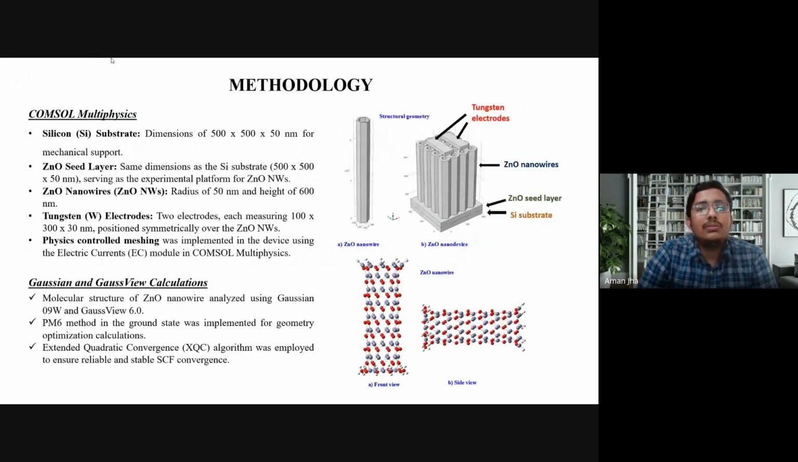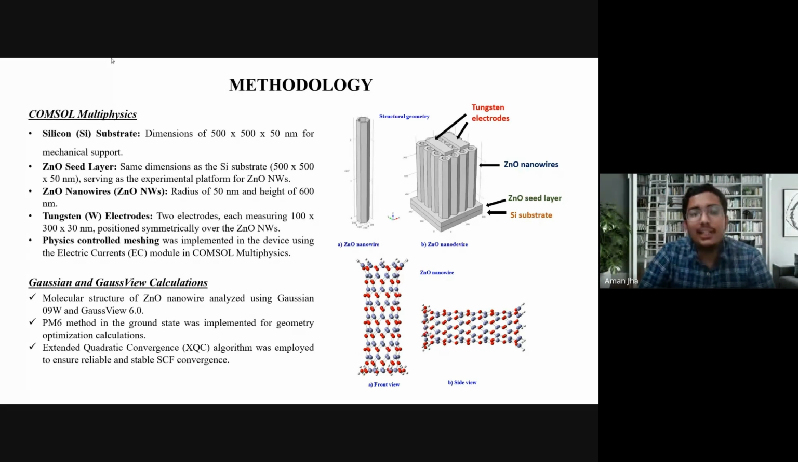Moving on to methodology, how have we achieved it? In COMSOL Multiphysics, we have used a silicon substrate for mechanical support, over which there is a zinc oxide-based seed layer, which will serve as an experimental platform. Then we have hexagonal cylindrical zinc oxide nanowires, and then we have two symmetrical tungsten electrodes over it. Physics-controlled meshing was used via the Electric Currents module in COMSOL Multiphysics.